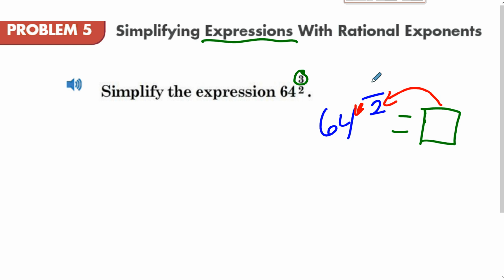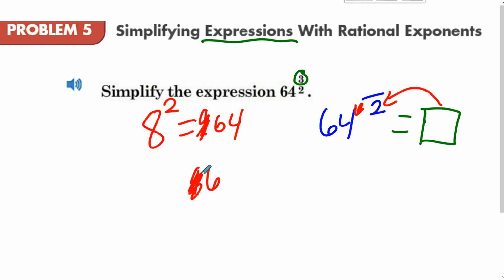And we might know this answer, right? Because it's backwards from exponents. So we know 8 squared is 64. So that means 64. So if we go backwards, 64 to the 1/2 is 8. So this answer is 8.